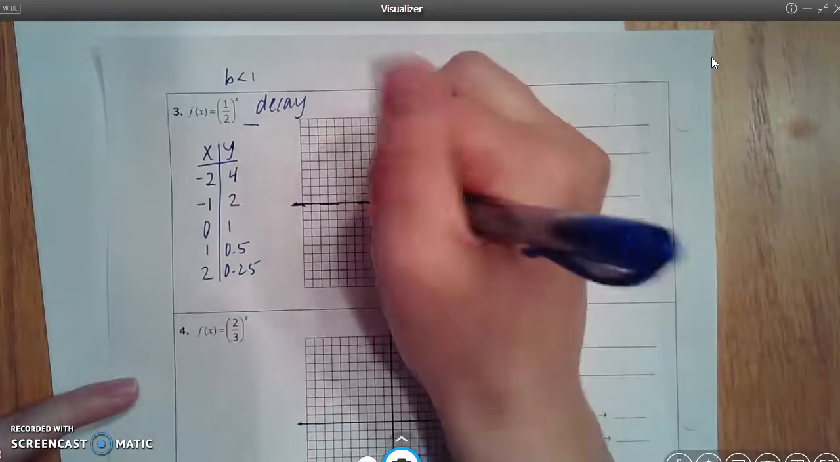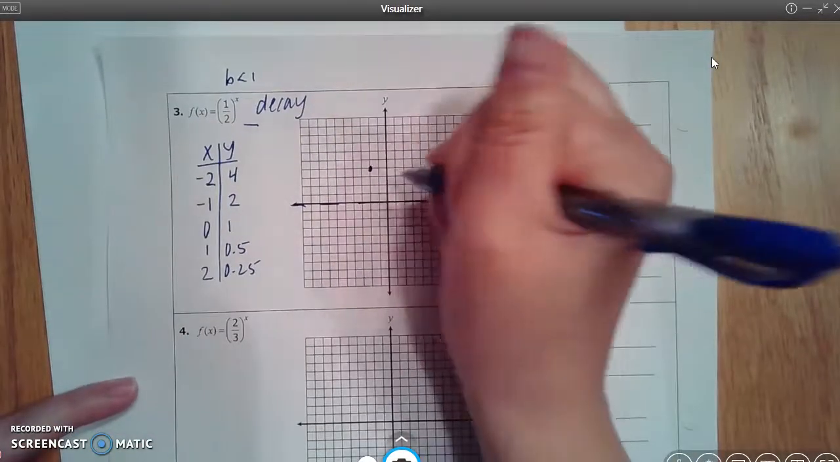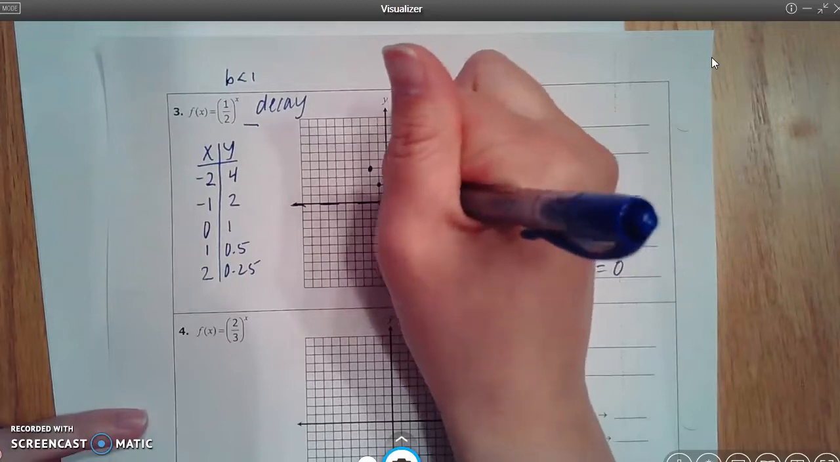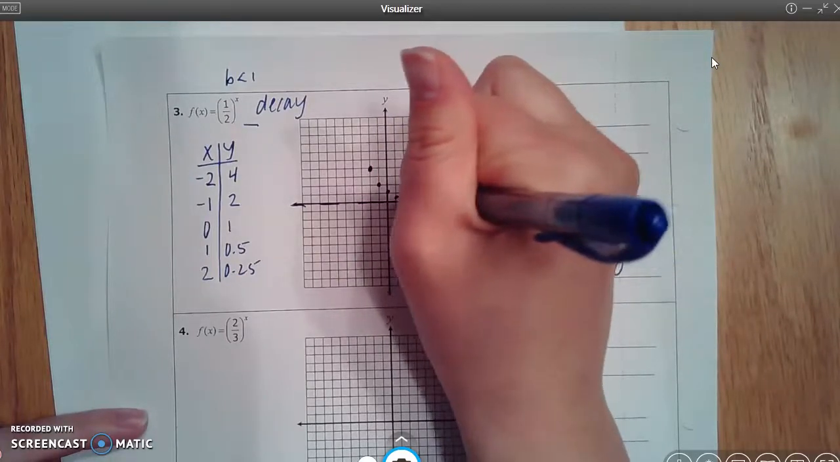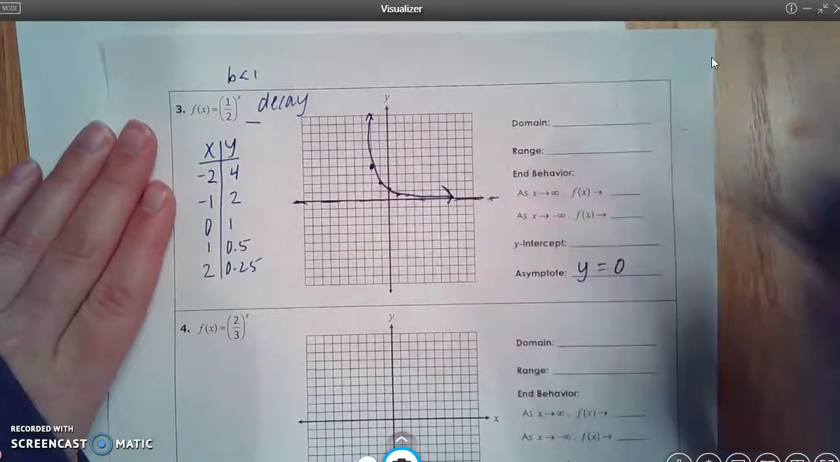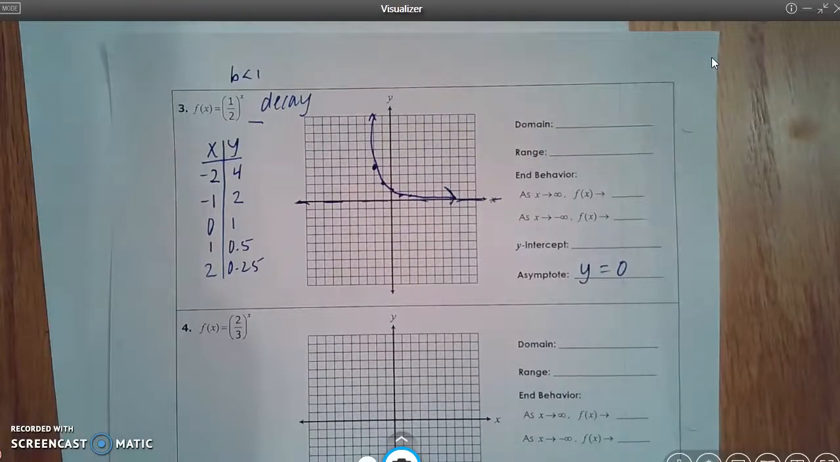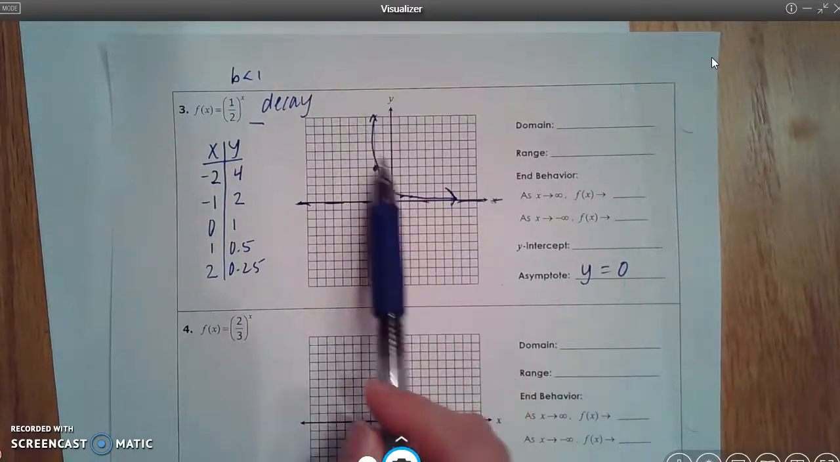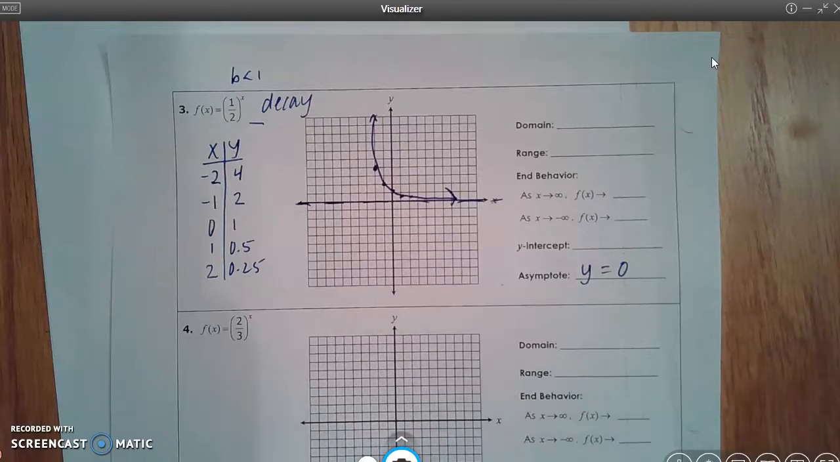Plot our points. We're going to go to -2 up 4, -1, 2, 0, 1. So what you're going to notice is that this graph looks almost identical to the one that we did on the previous page. It just goes in the opposite direction because my numbers are starting very high and now they're going very low, which is what a decay means.